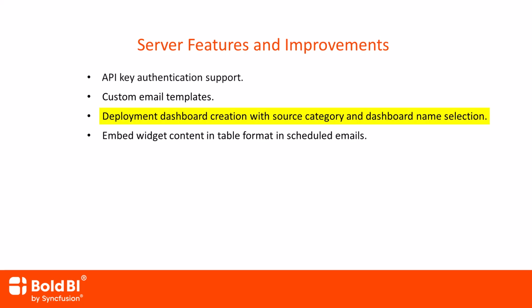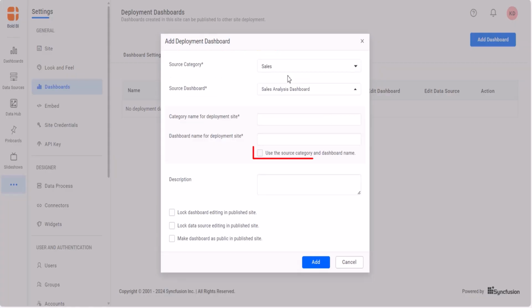Next is Enhanced Dashboard Deployment with Source Category and Dashboard Name Selection. This enhancement simplifies the dashboard deployment process by enabling users to select a source category or dashboard name directly during creation. It ensures that dashboards can be deployed with the same name and category as the source site, eliminating the need to manually specify these details each time.